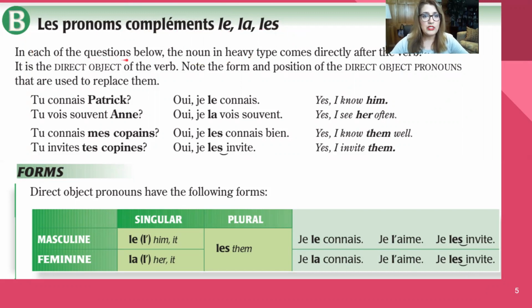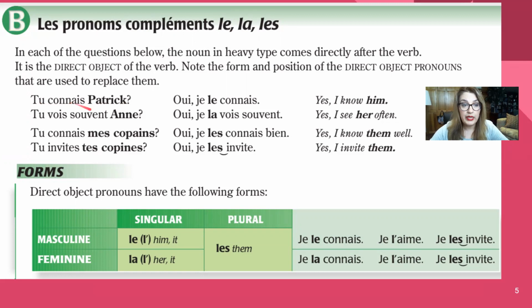In each of the questions below, the noun in heavy type comes directly after the verb, like this. Tu connais Patrick? It is the direct object of the verb. How do we know it's the direct object? The direct object answers the question, what or who? It is the person or thing that the action is done to, right?